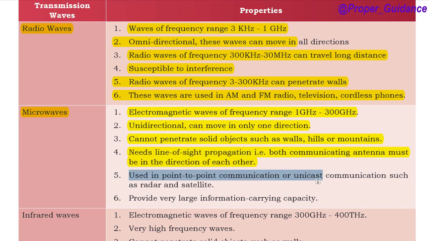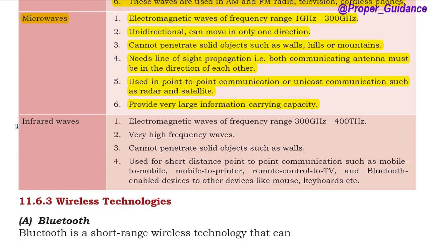Used in point-to-point communication or unicast communication such as radar and satellite. Provide very large information carrying capacity. Okay. Next one, infrared waves. Electromagnetic waves of frequency range. These very high frequency waves cannot penetrate solid objects such as walls. Used for short distance point-to-point communication such as mobile to mobile, mobile to printer, remote, and all those things.